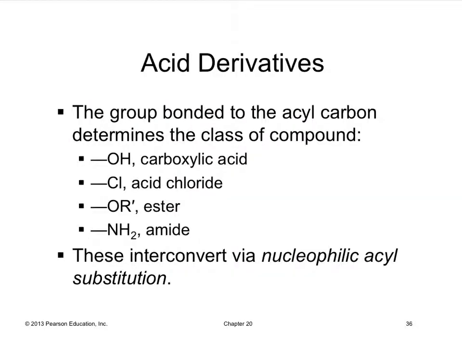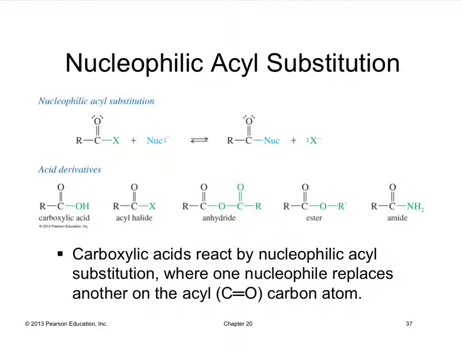Acid derivatives. The group bonded to the acyl carbon determines the class of compound. So if it's OH, it's obviously the carboxylic acid. If it's a chloride, it's an acid chloride; OR, ester; NH2, amide. And these interconvert via nucleophilic acyl substitutions.